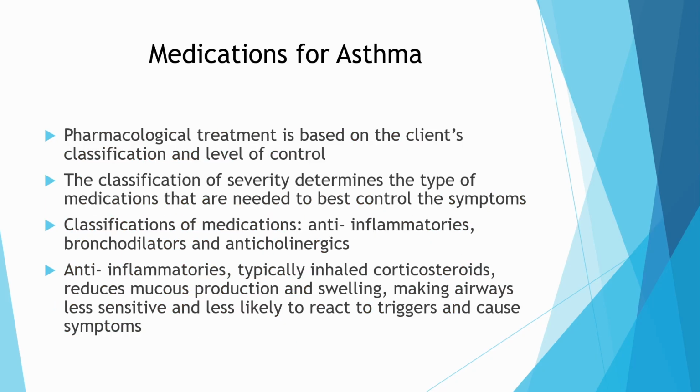So, medications for asthma. Pharmacological treatment is based on the client's classification and level of control. The classification of severity will determine the type of medications that are needed to best control the symptoms. Classifications of medications will include anti-inflammatories, bronchodilators, and anticholinergics. Anti-inflammatories, typically inhaled corticosteroids, will reduce mucus production and swelling, making airways less sensitive and less likely to react to triggers and then cause the symptom.